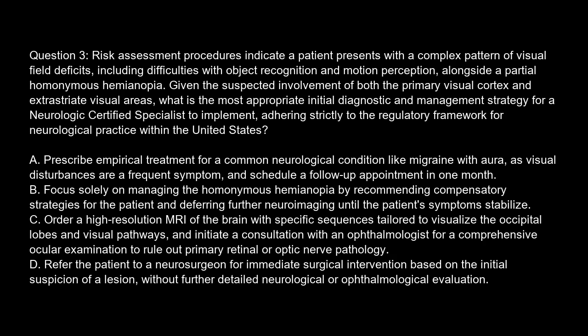Option C. Order a high-resolution MRI of the brain with specific sequences tailored to visualize the occipital lobes and visual pathways, and initiate a consultation with an ophthalmologist for a comprehensive ocular examination to rule out primary retinal or optic nerve pathology. Option D. Refer the patient to a neurosurgeon for immediate surgical intervention based on the initial suspicion of a lesion, without further detailed neurological or ophthalmological evaluation.